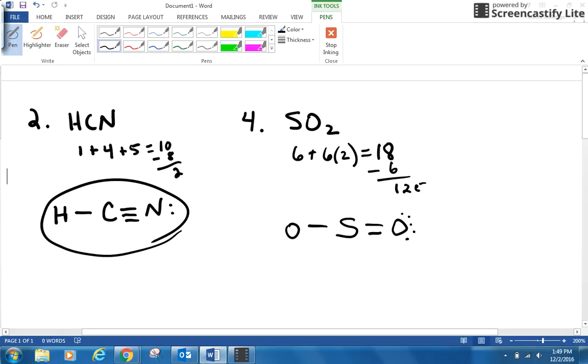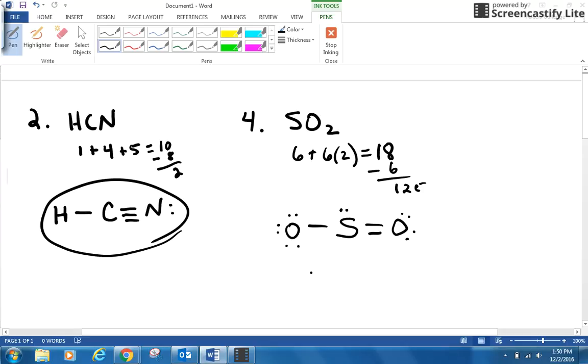He only needs to get 4 because he already has 4. 5, 6, 7, 8, 9, 10. So now oxygen is fulfilled. And sulfur has 6, so the last 2 are going to go to the sulfur. So you see now how oxygen has a total of 8, sulfur has a total of 8, and oxygen has a total of 8 as well. So everyone's octet is fulfilled.